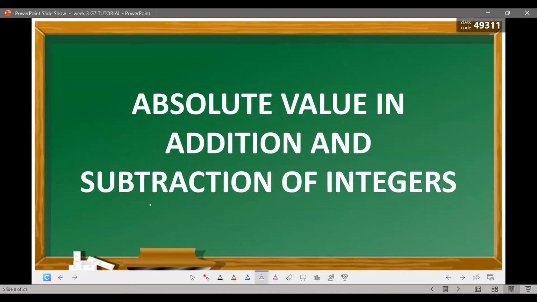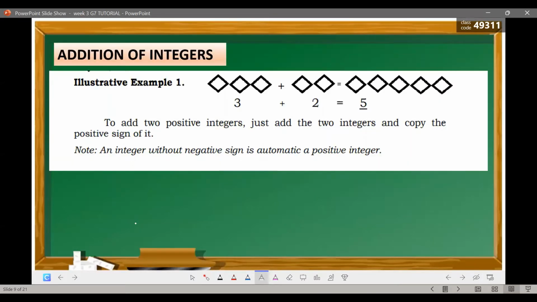Okay, so we now have absolute value in addition and subtraction of integers. Addition of integers. Example number 1, to add two positive integers, just add the integers and copy the positive sign. So for example, +3 plus +2 is equal to +5. We just copy the sign. Note, an integer without a negative sign is automatically a positive integer. So when there is no sign, it is automatically positive. When the numbers are positive, there is no need to write the positive sign, just the number. So if you see no sign on a number, its sign is positive. Okay, so next.